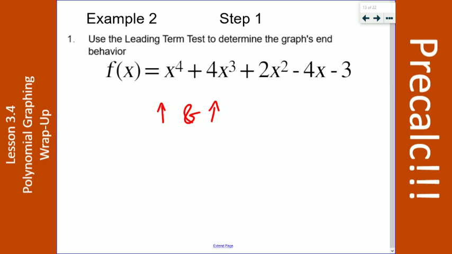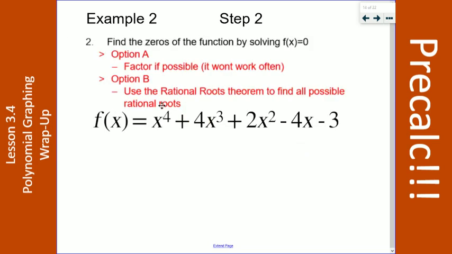All right, so let's take a look at step 2. Can you factor it? Spoiler alert, no you can't. So we want to use the rational roots theorem to find all those possible rational roots. I'm going to give you a second to pause so you can do this part on your own. Ready, set, pause.